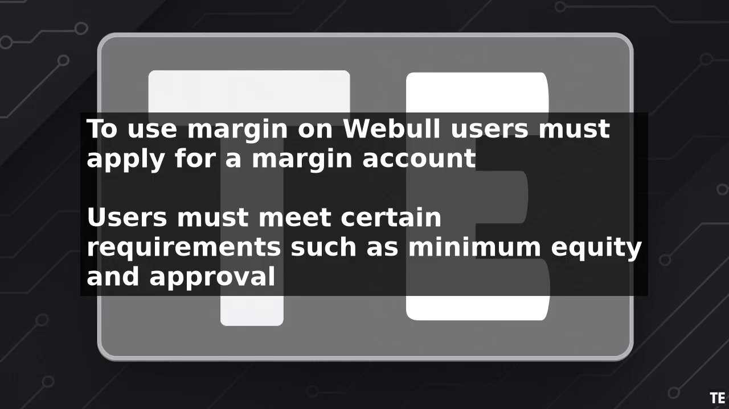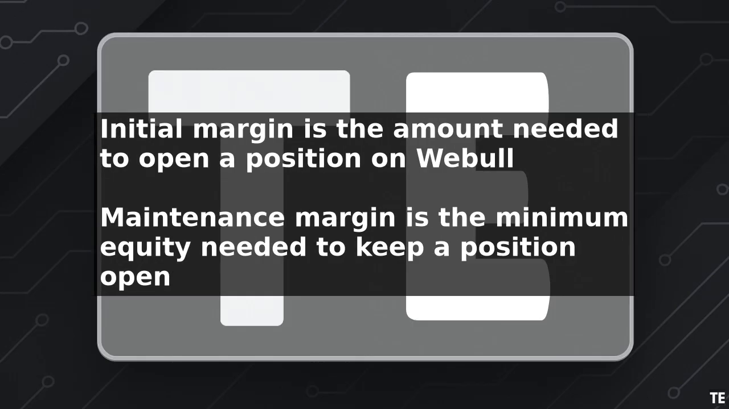For example, if you want to buy 100 shares of stock with a price of $50 per share, and the initial margin requirement is 50%, you would need to deposit $2,500 into your account. If the stock price falls to $40 per share, the value of your position would be $4,000, and the maintenance margin requirement would be $2,000. If your account balance falls below this amount, you would receive a margin call from Webull.